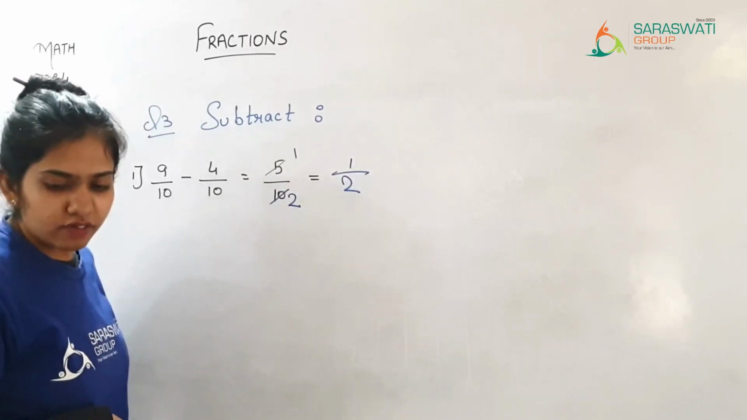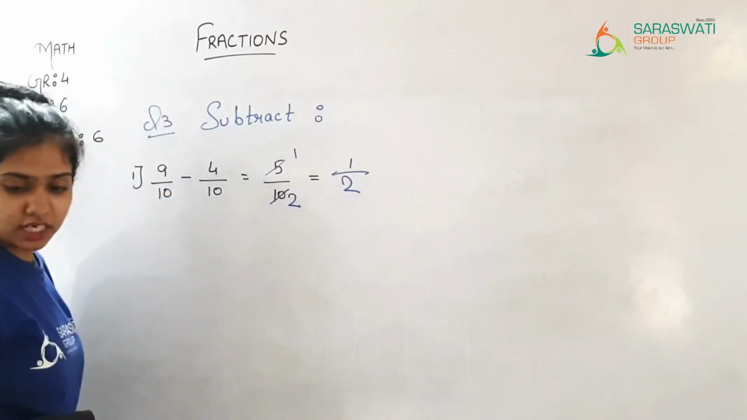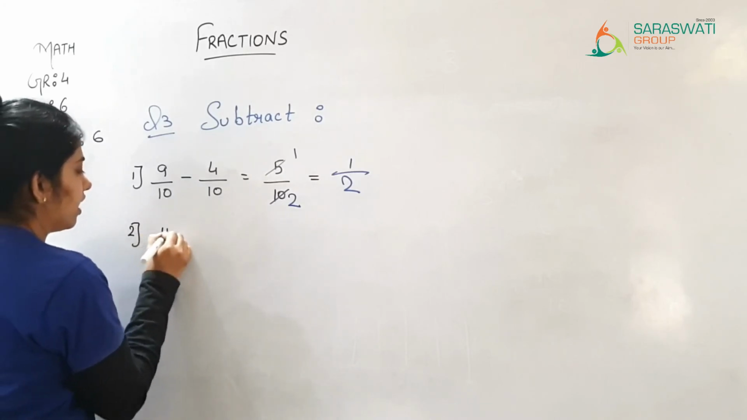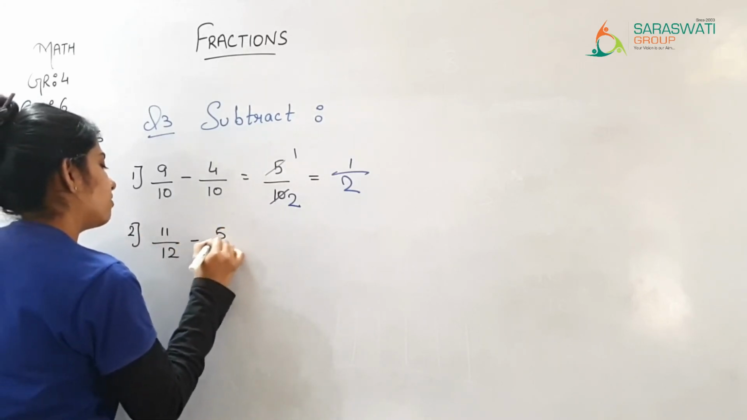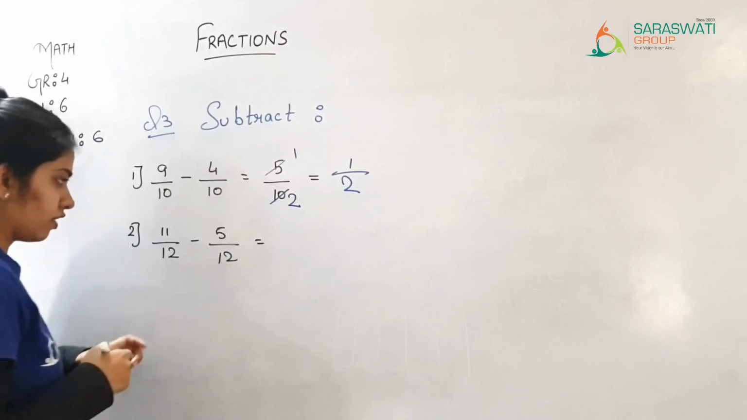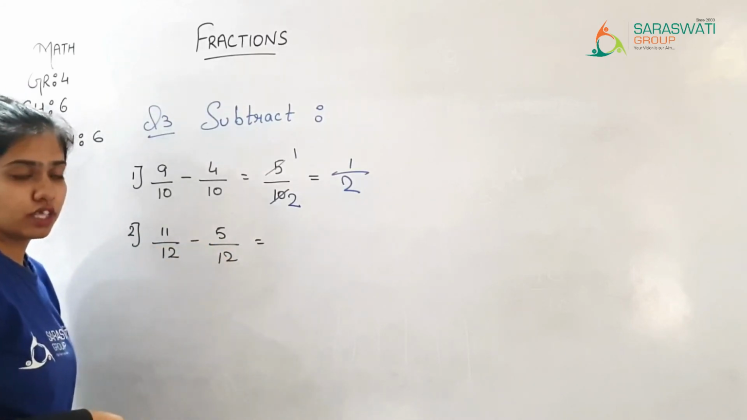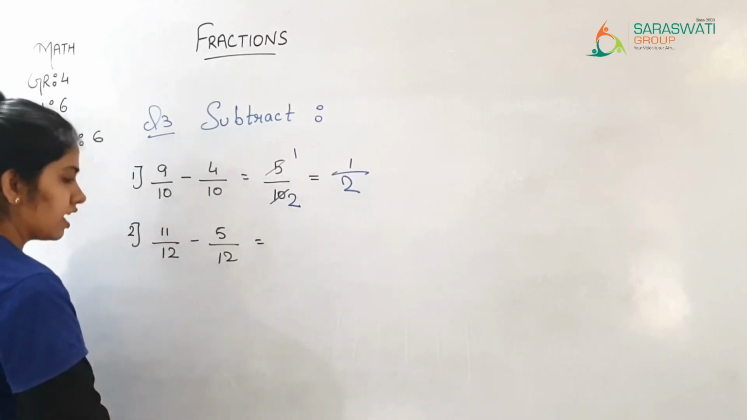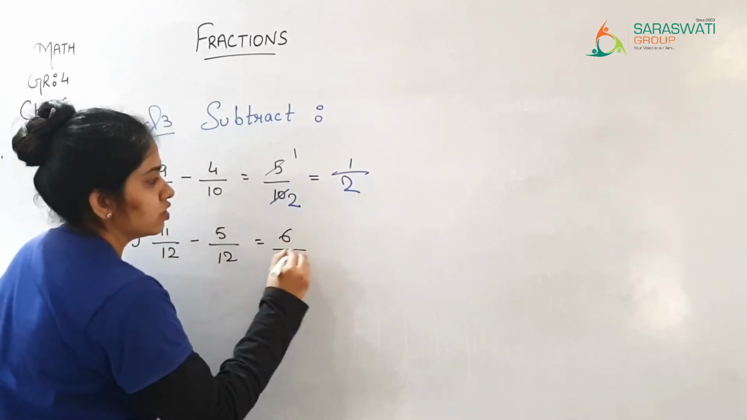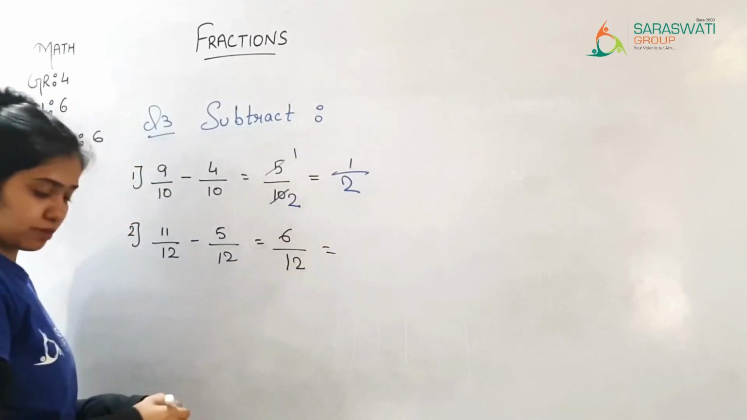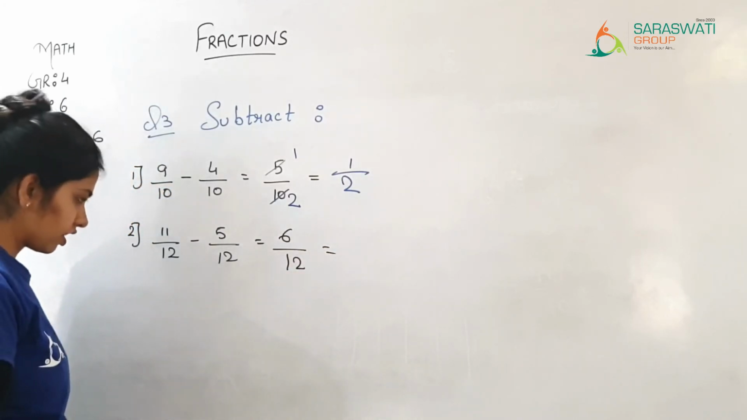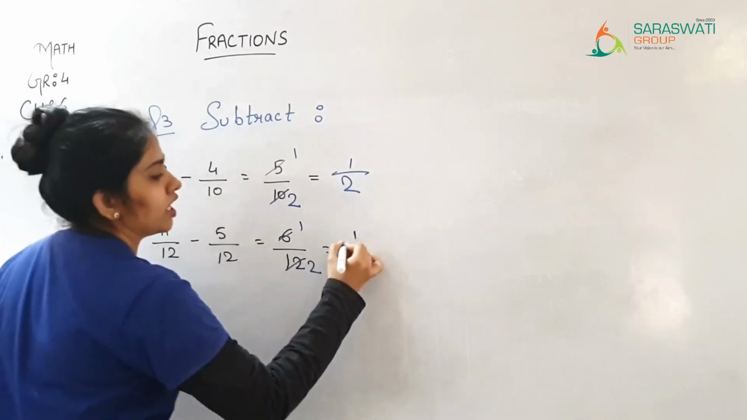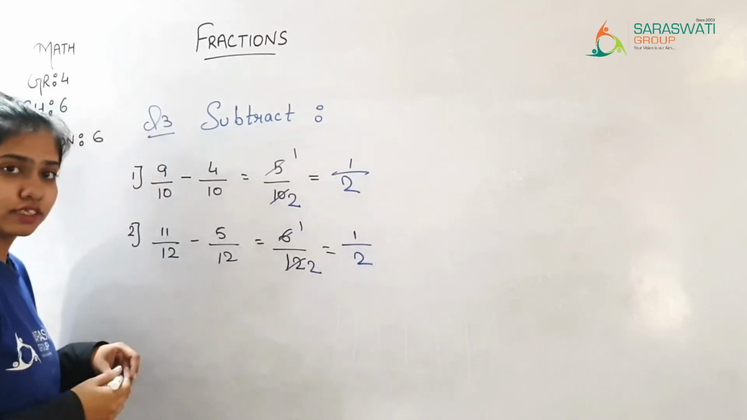Then afterwards 11/12 minus 5/12. 11/12 minus 5/12. So now let's count. 11 minus 5: 6, 7, 8, 9, 10, 11. So our answer is 6/12. So is it possible to simplify 6/12? Yes. 6 ones are 6, 6 twos are 12. So our answer is 1/2 again.